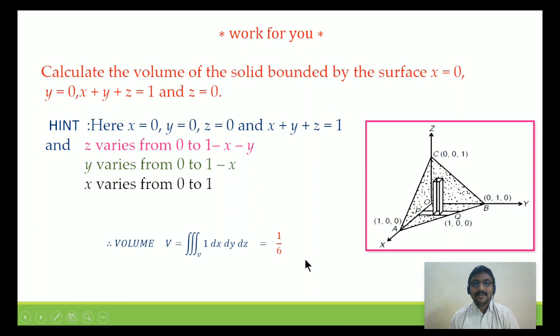So this is the information about evaluating volumes using triple integration.